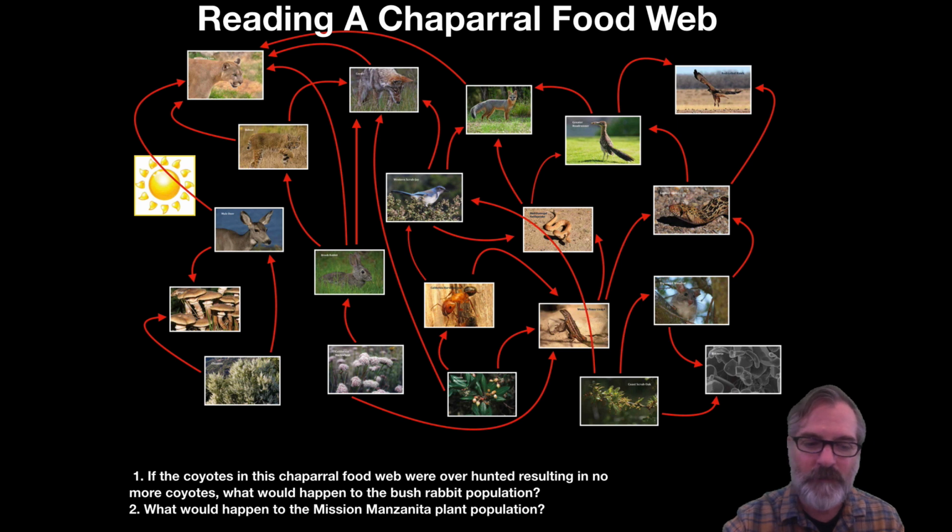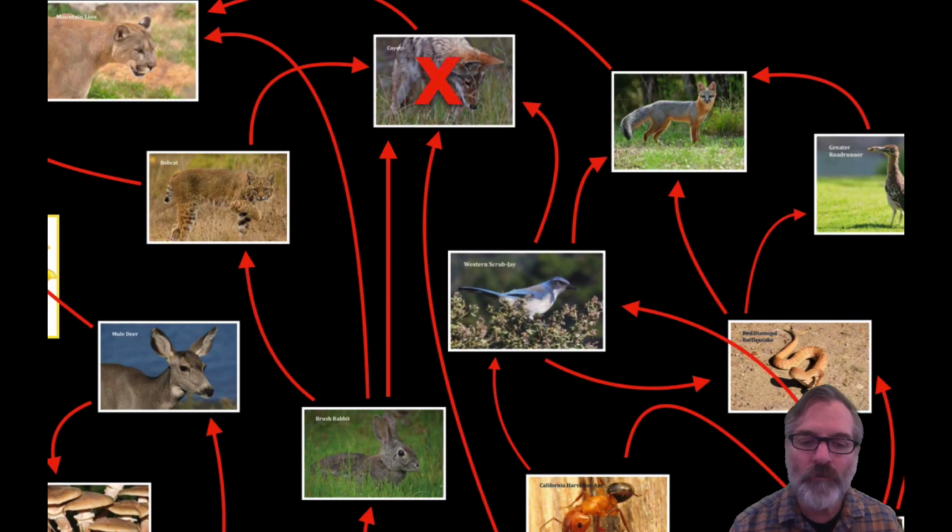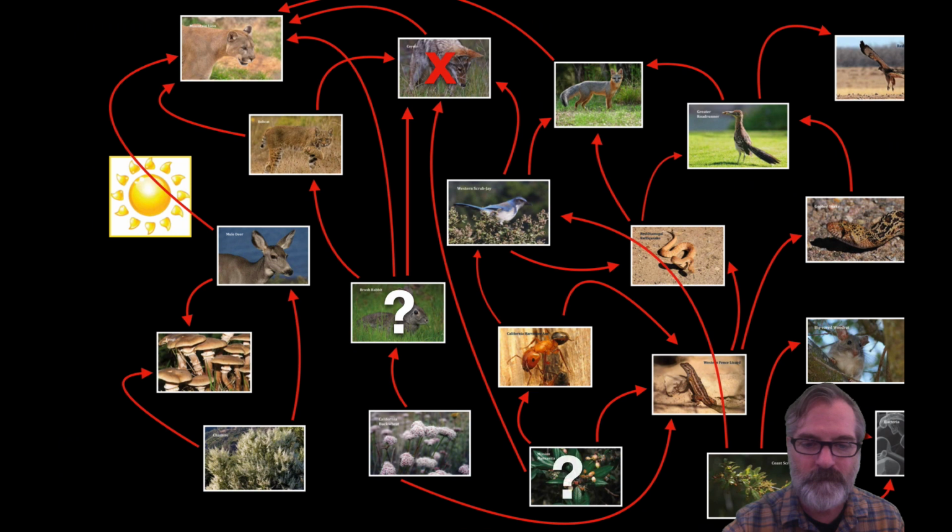Now, let's take a look at this. If the coyote was overhunted, so let's just take a look at question 1 here. If the coyote in this chaparral food web were overhunted, resulting in no more coyotes, what would happen to the bush rabbit population? Okay, what would happen to the bush rabbit population? Second question. What would happen to the mission manzanita population if coyote is overhunted? So again, 2 questions. Please think about this scenario. You've got enough understanding to figure this out. So go ahead and pause the video and let me know what would take place. No, really, pause the video.